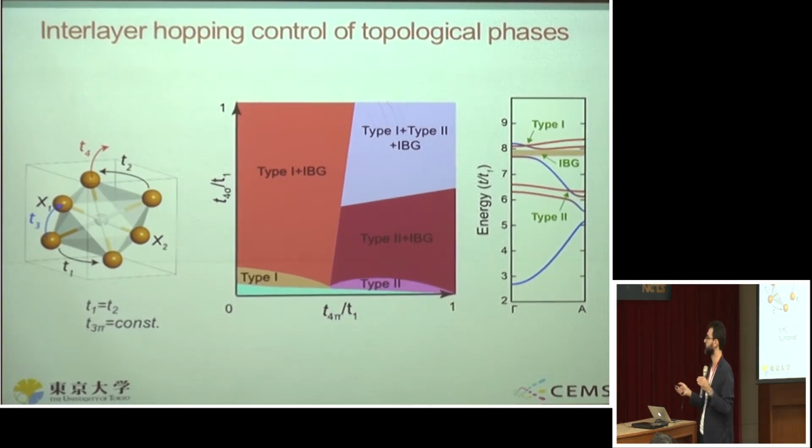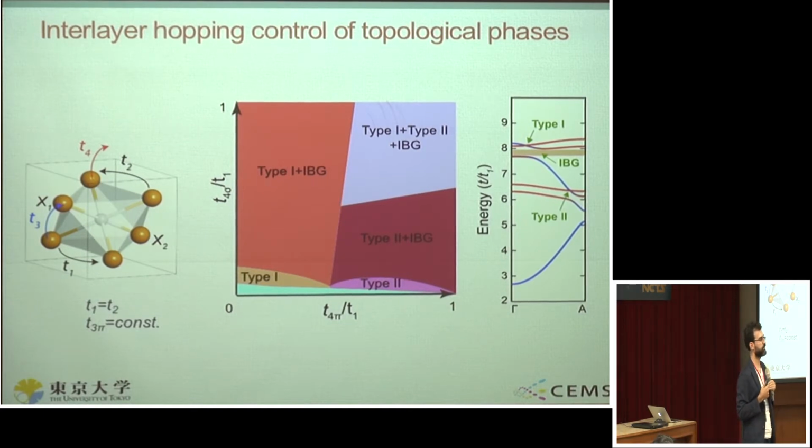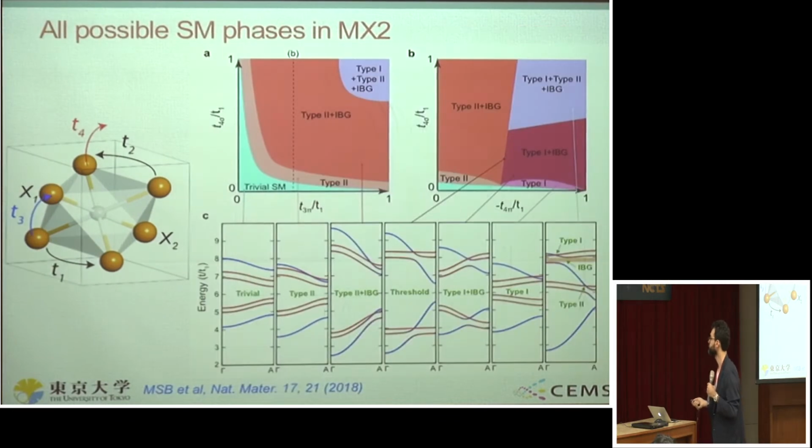So we can even have a topological insulating case at this energy range like this. So by tuning these parameters, you can have very rich topological phases in a single system with trigonal symmetry. And this is just a summary of the phases.